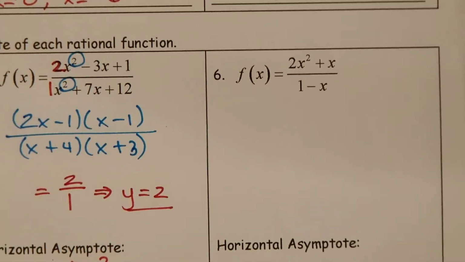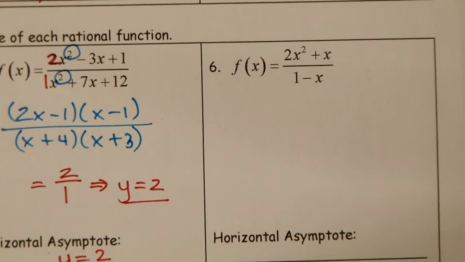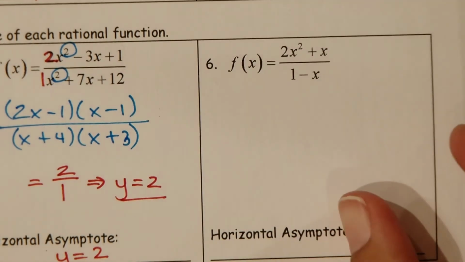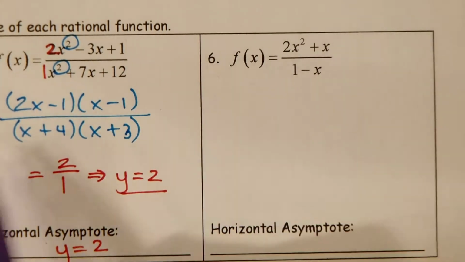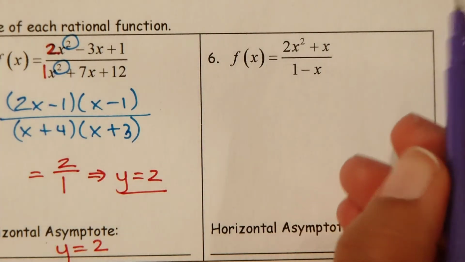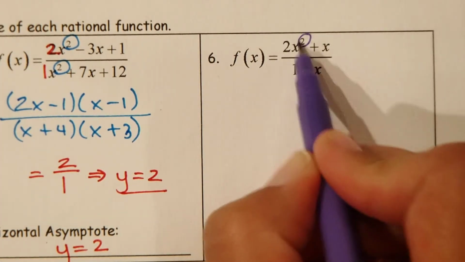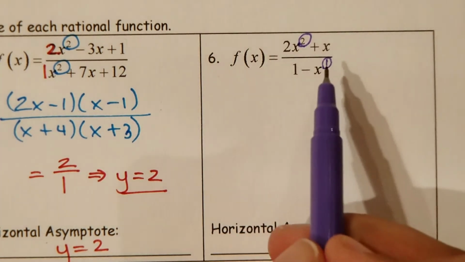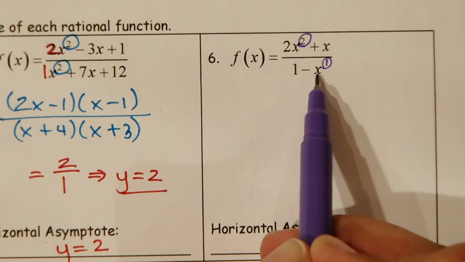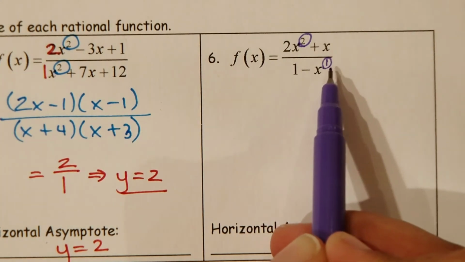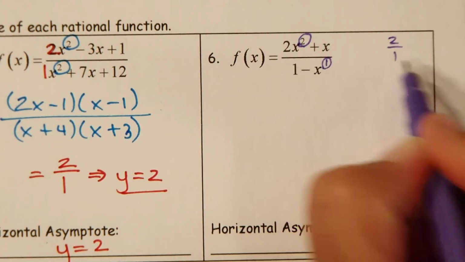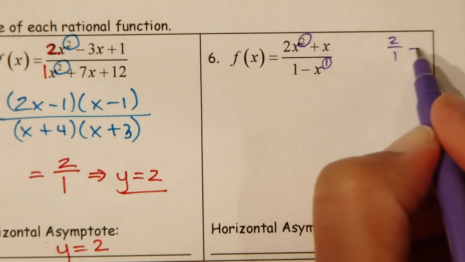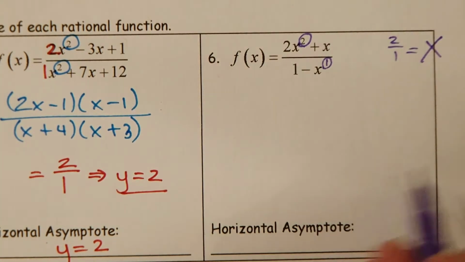Okay, moving on to the third example, number 6. 2x squared plus x over 1 minus x. Okay, so here we have a third and final example of a different horizontal asymptote situation. If the power on top is bigger than the power on bottom, so we see our leading variable is still x to the power of 1 here in the bottom. The top is bigger than the bottom. Therefore, there is no asymptote, none.